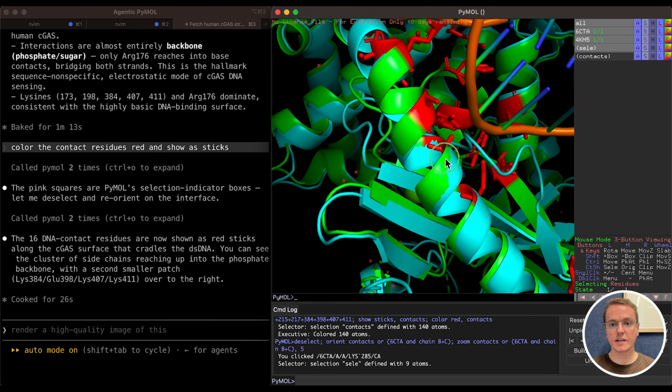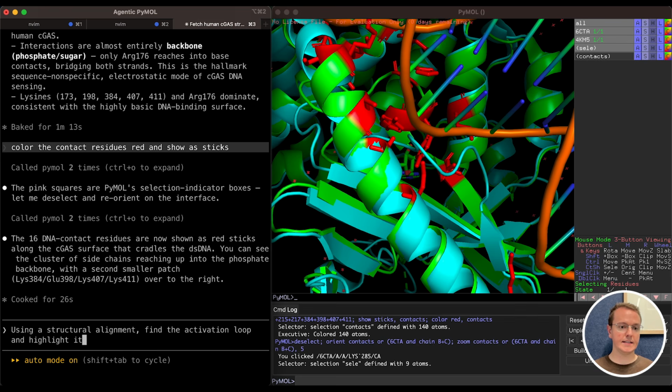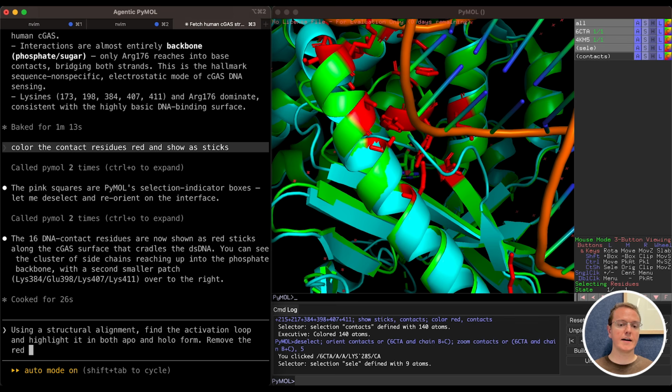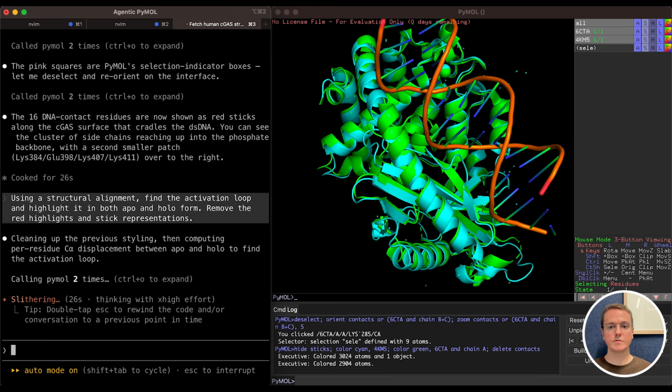So I wonder if it can successfully identify this region by looking at local RMSD in the alpha carbons. Using a structural alignment, find the activation loop and highlight it in both apo and holo form. Remove the red highlights and stick representations. Remove the red regions.